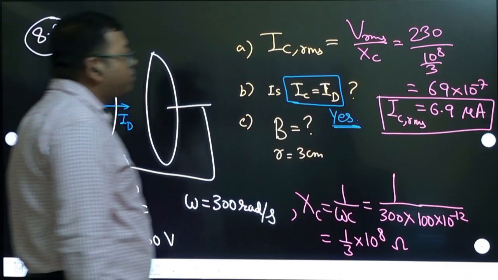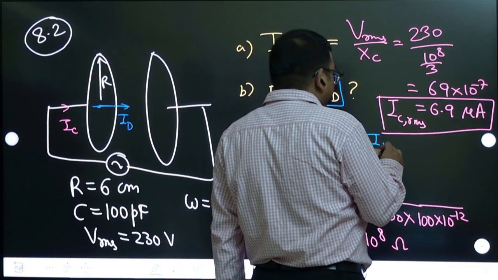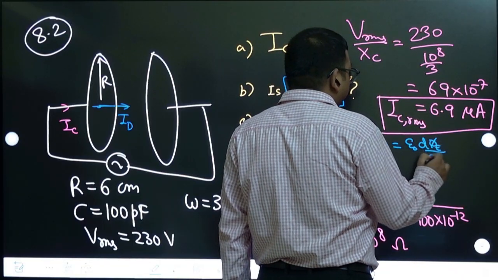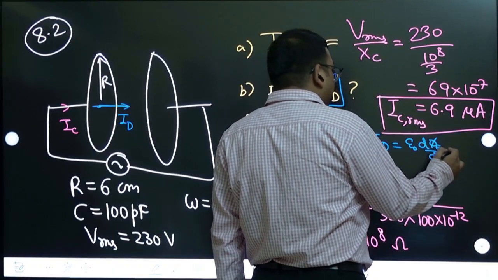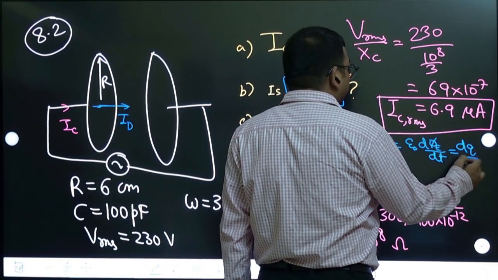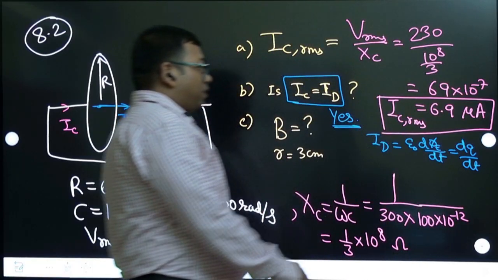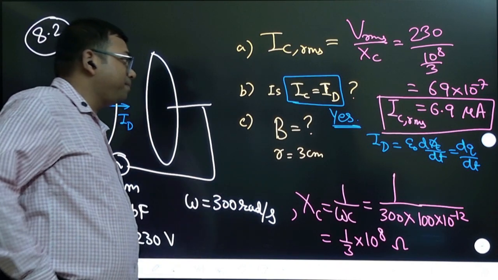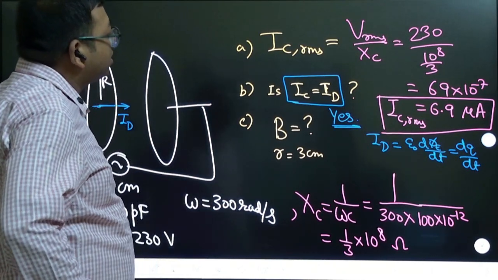We can prove it if you want, because Id is equal to epsilon naught d phi e by dt, and we have proved many times it will come same as dq by dt, unless we are taking a smaller region. Okay, so that is going to be same. Id is going to be same as that.